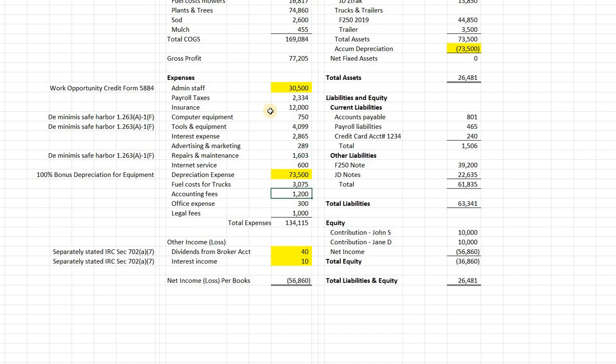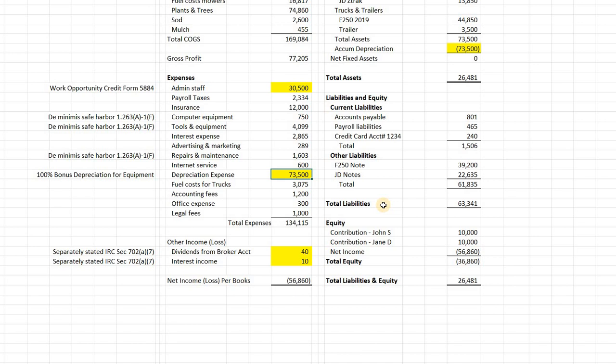And then down in the expenses section, we have all the other kind of indirect costs in running the business, right? So admin, staff wages, insurance, fuel costs for the trucks. What we do have here is depreciation expense.